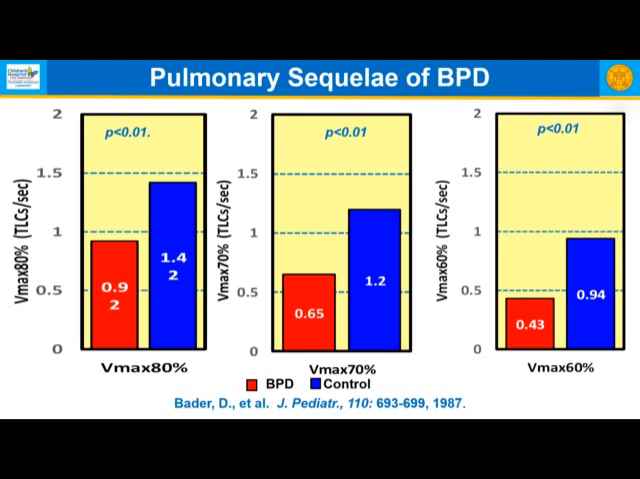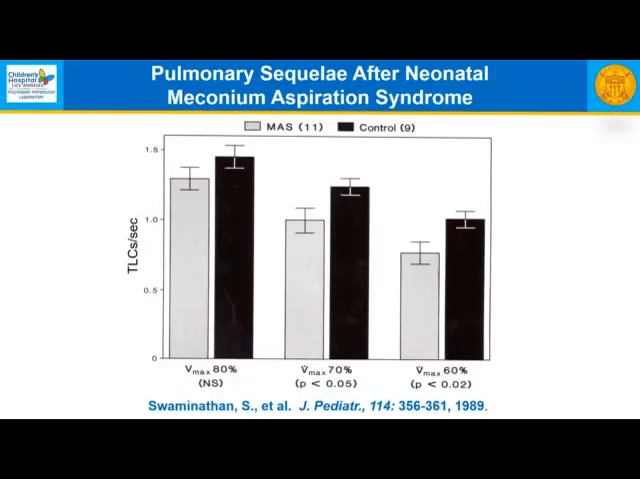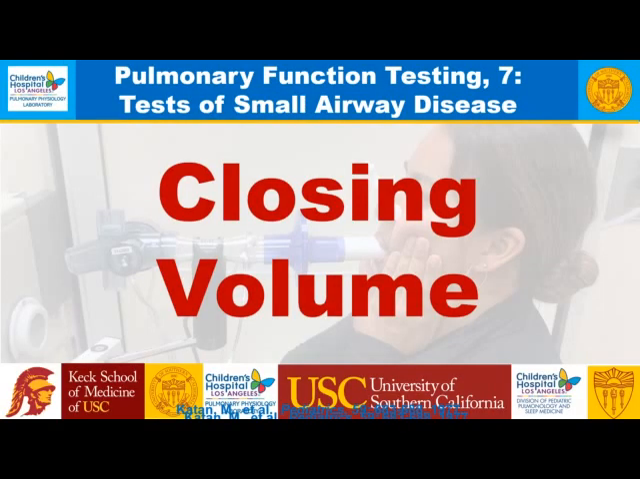compared to the controls. This was studied by Soumya Swaminathan, who looked at, again, school-age children who had experienced meconium aspiration syndrome in infancy versus controls. And again, you can see that all of the Vmaxes, with the exception of Vmax 80, are decreased in the meconium aspiration group compared to controls. Vmax 60 is here. So let's look at closing volume.